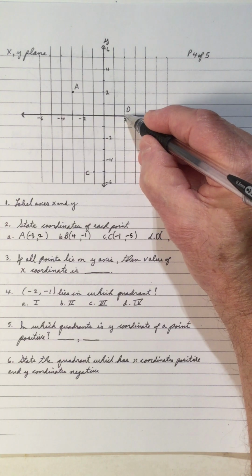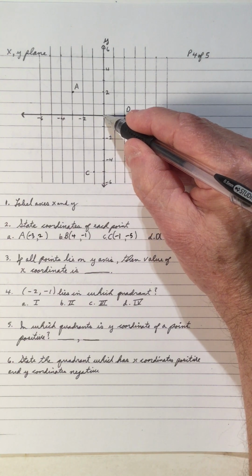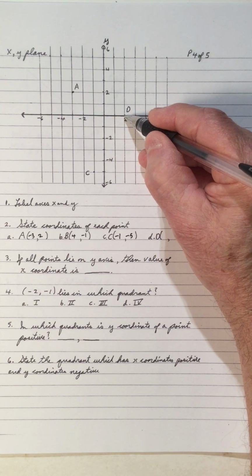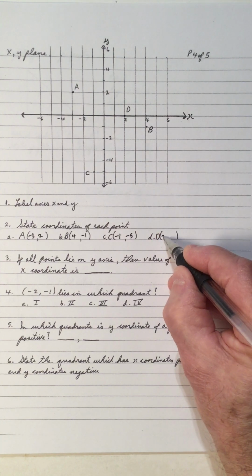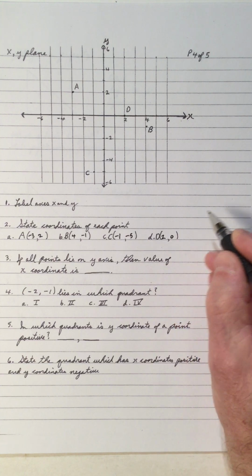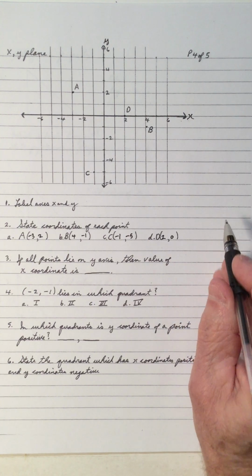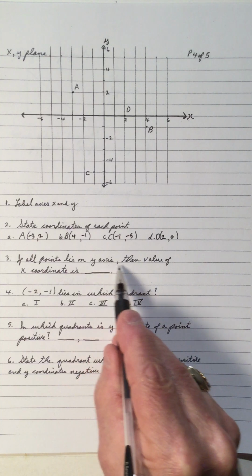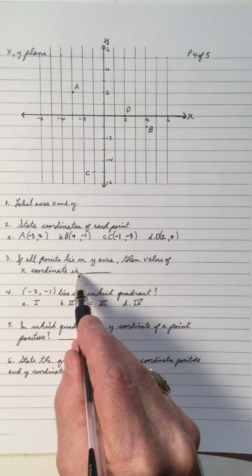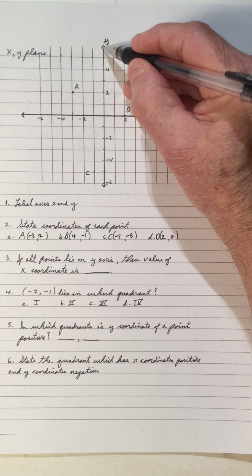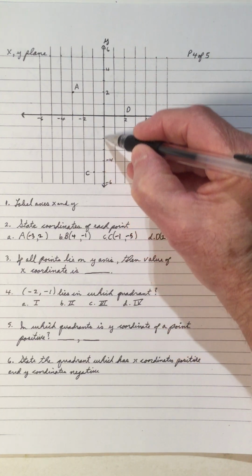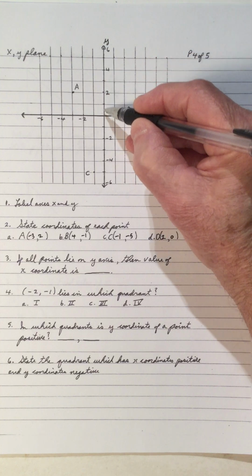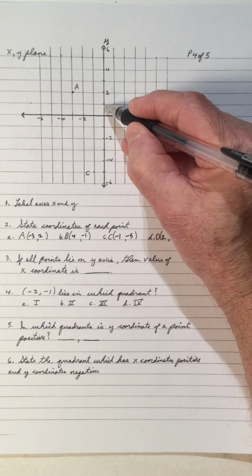And D is right here. Start at the origin. That's X is 2. And Y didn't go up or down, so it's 0. So it's 2, 0. If all points lie on the y-axis, then the value of the x-coordinate is... So take any point on the y-axis, what is the x-coordinate of any one of these points? Now, this is a 1 and a 2.